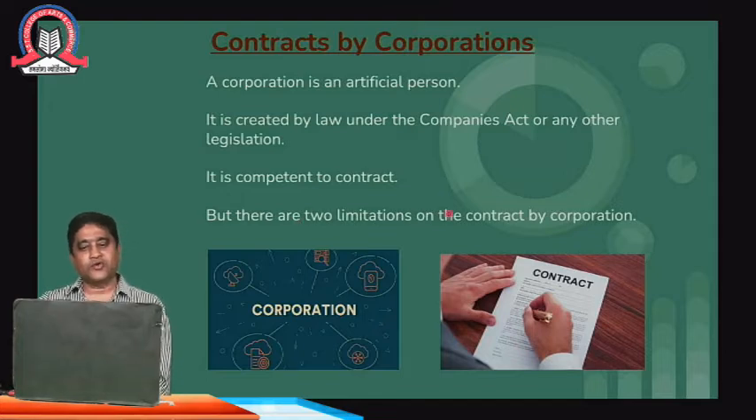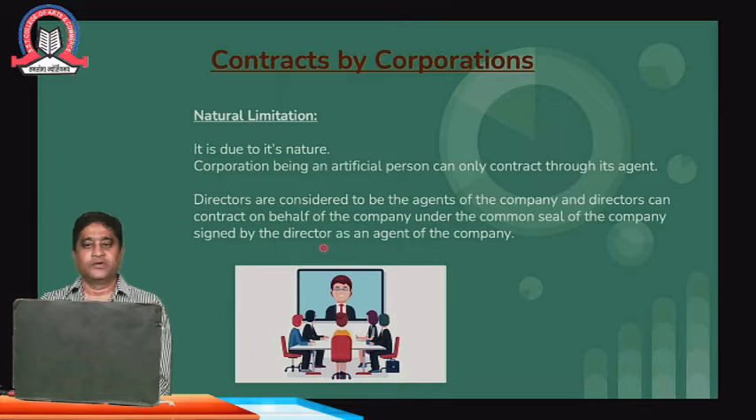But there are two limitations on the contract by a corporation. Coming to the next slides, whenever a contract is signed by the corporation, we need to consider two particular limitations, which I am covering in the next slide. The natural limitation is due to its nature. As you are aware with that particular word, natural limitation, it arises through its nature.